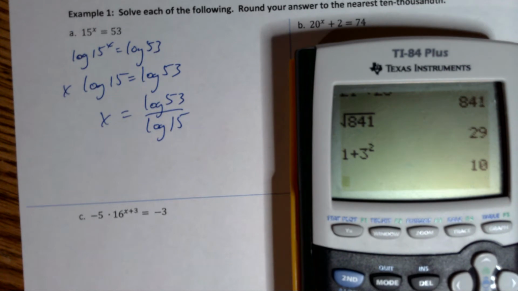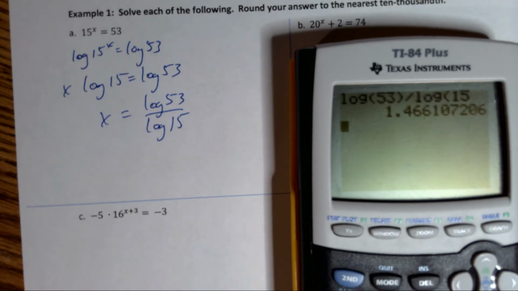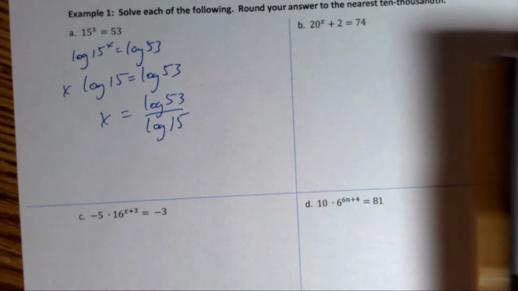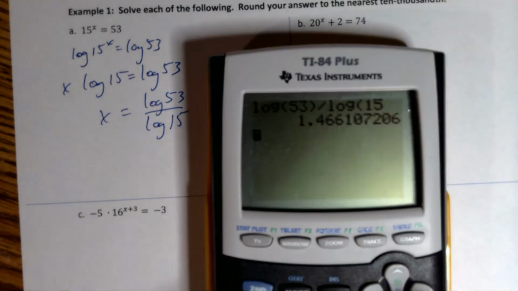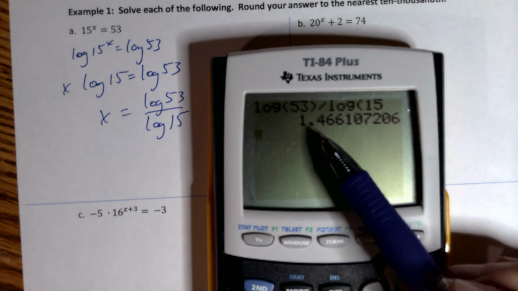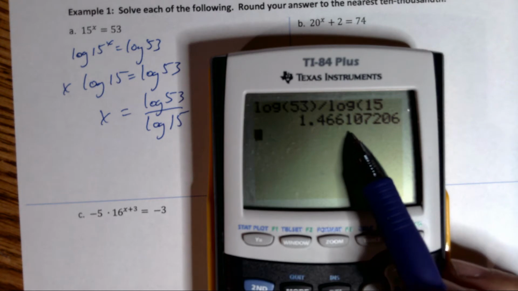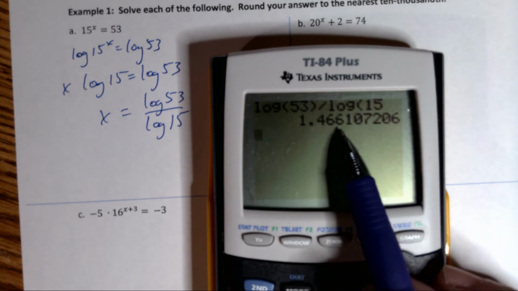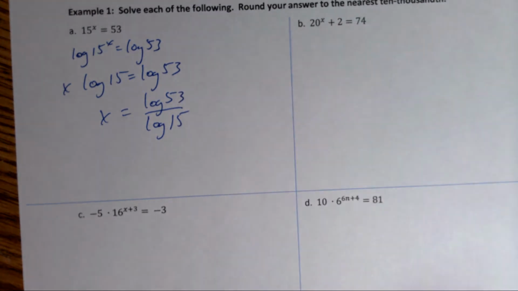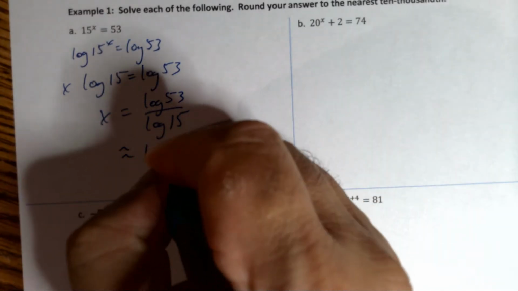All right. Let's try that. So we're just going to put in the calculator log of 53. Notice it automatically creates parentheses, close that parentheses, and then divide by the log of the other number, which is 15. And we're going to get 1.466. It says round to the nearest 10 thousandths. So that's tens, hundreds, thousands, 10 thousandths. So 4 decimal places, 1.4661. So we're going to say it's 1.4661.